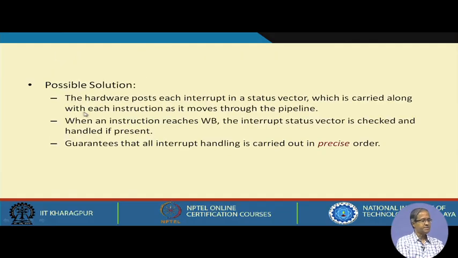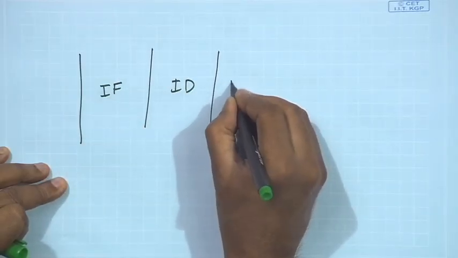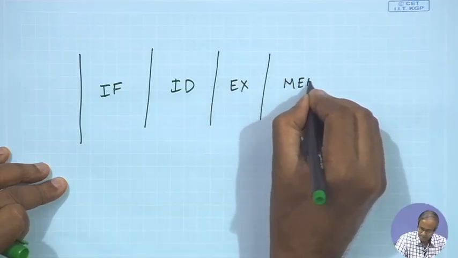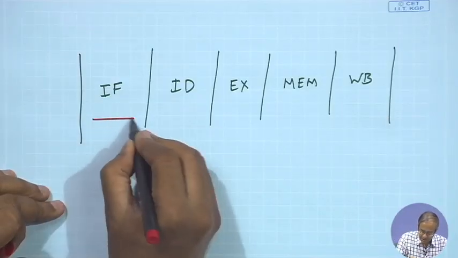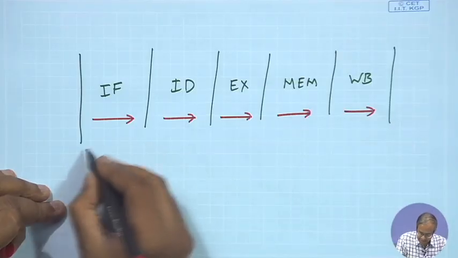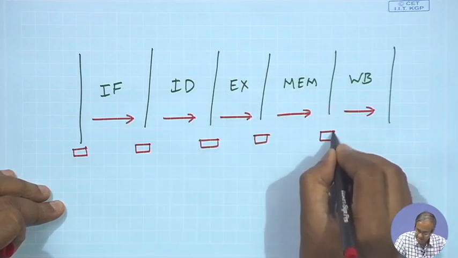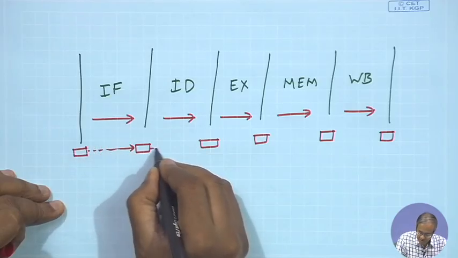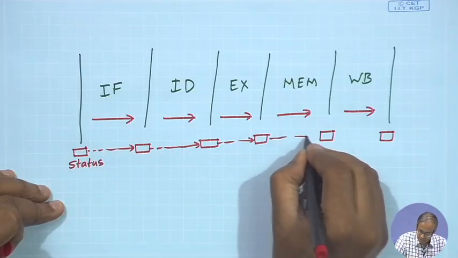The solution is like this. The hardware will post each interrupt in a status vector. Like you see, you have the pipeline stages, right? You have the instruction fetch, you have the instruction decode, you have the execute, you have the mem, you have the WB. So, what we are saying is that when the instructions move from one stage to the next, there is also a special register value, a status register, which is part of the interstage latches. This will also move from one stage to the next, right. This is the status, this will move like this.